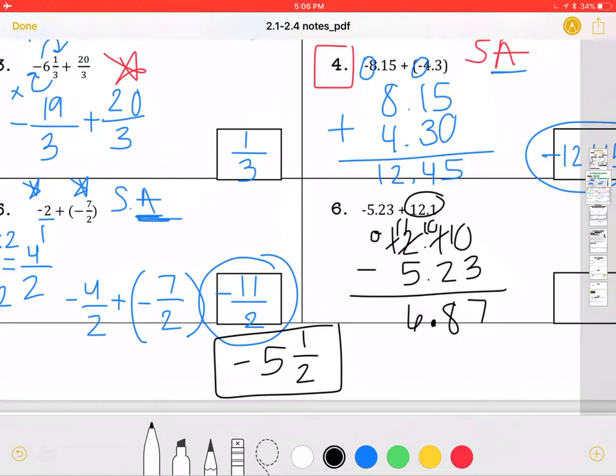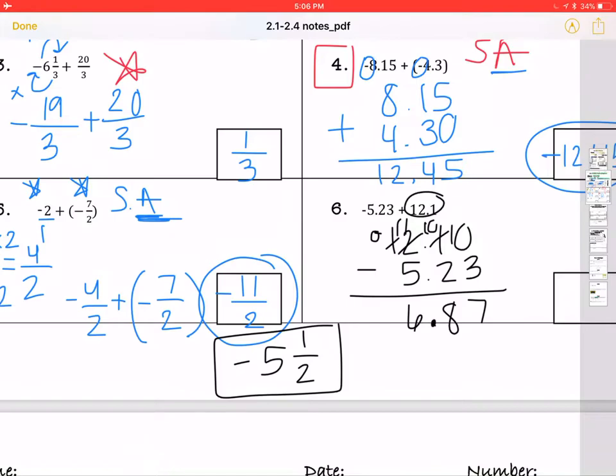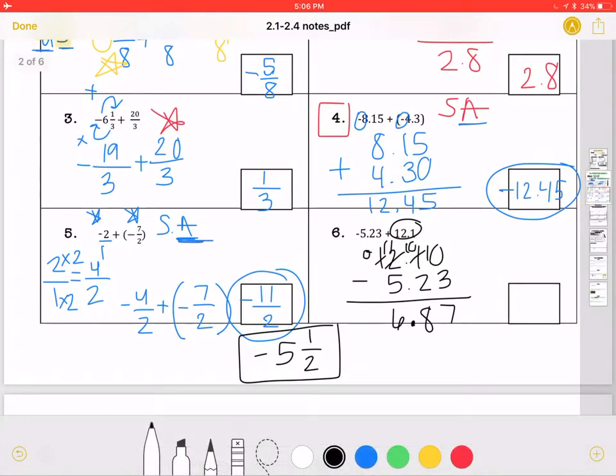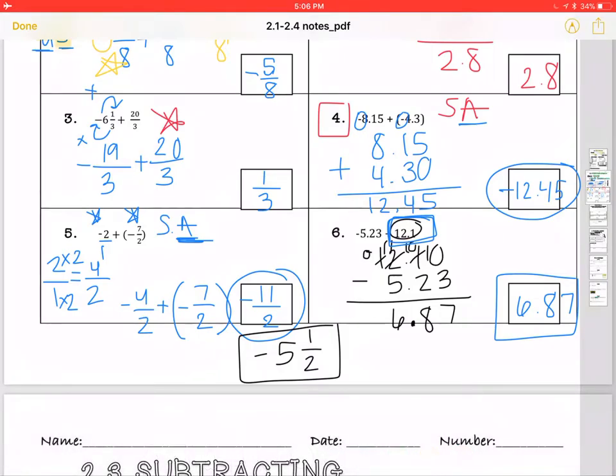And then double check yourself. Should my answer be positive or should it be negative? Take a look at that. You take the sign of the larger number. This was our larger, was the one on top. It was positive, so I know my answer should be a positive 6 and 87/100. Awesome job if you got both of those correct and tried those on your own.